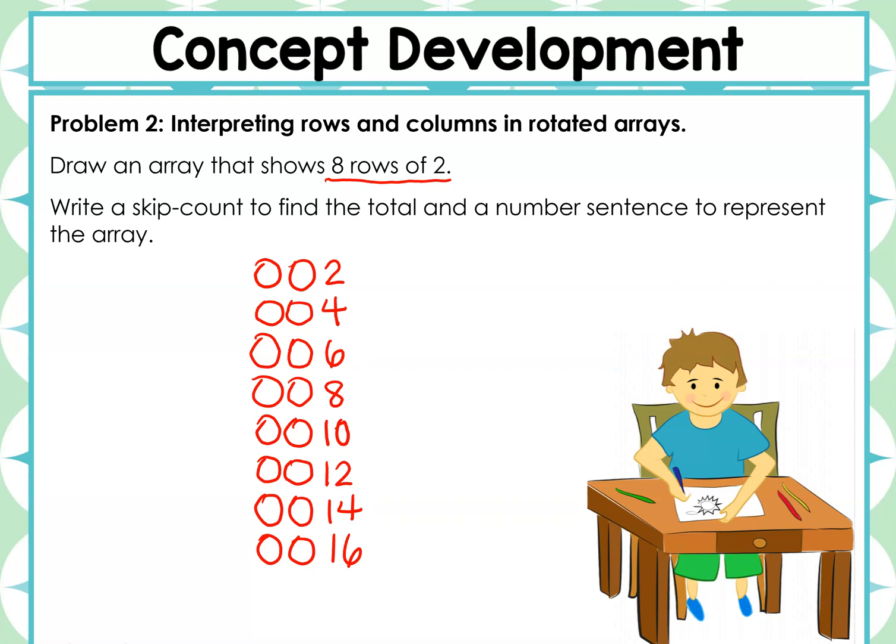All right, so we've done our skip count, so now we need to write our number sentence to represent the array. Okay, so our problem for this array, we're going to multiply the number of groups by the size of the groups to get the total. So how many groups or rows do we have for this array? We have 8 rows multiplied by 2. So 8 groups of 2, and we did our skip count, so we found that our total was 16. So we have 8 times 2 equals 16.